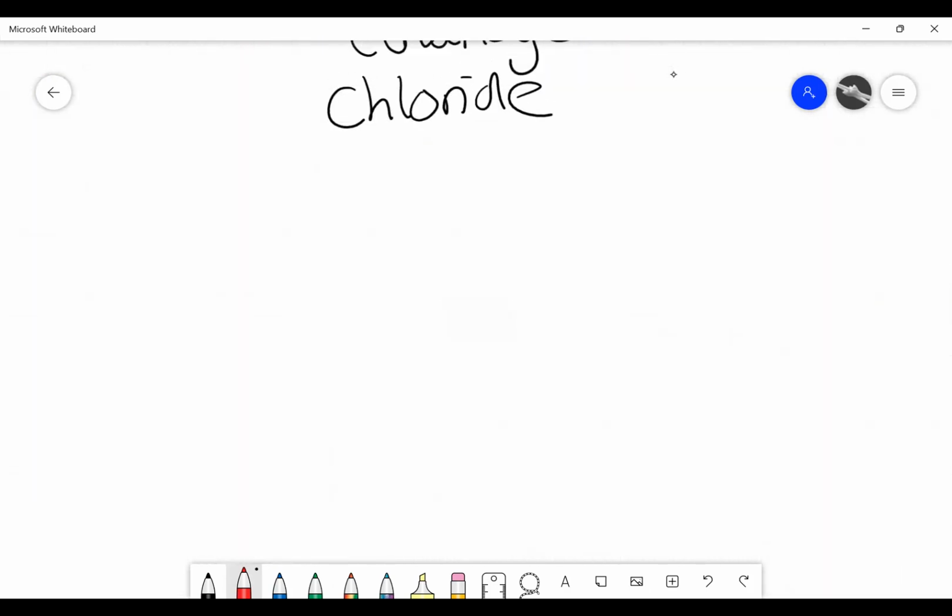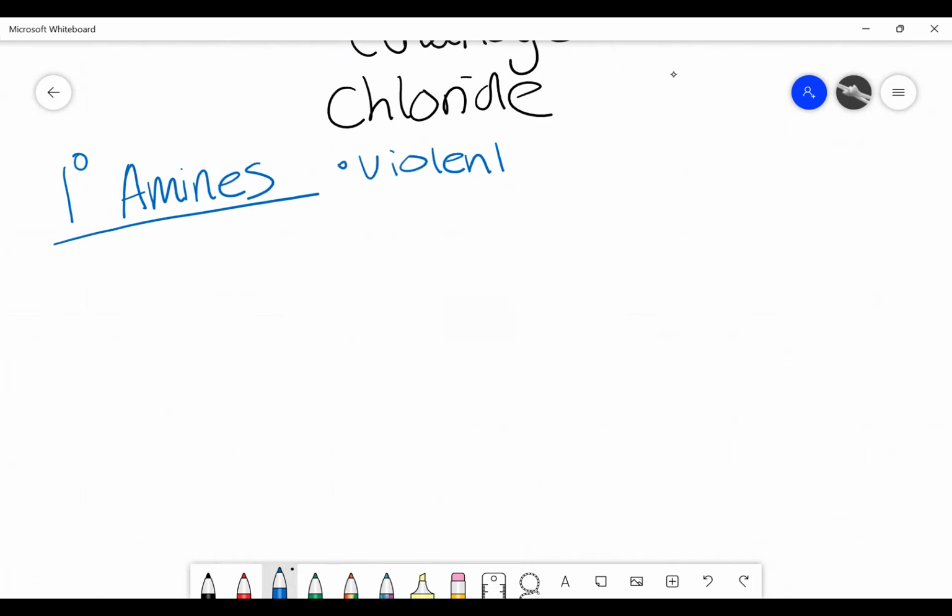And that is the last one that we'll look at now. So we can react them with primary amines. These, again, are a violent reaction. These are at room temperature. And this time we're making an N-substituted amide. And we'll look into amines and amides in a lot more detail in another session. So don't worry about what they are in too much detail at the minute.